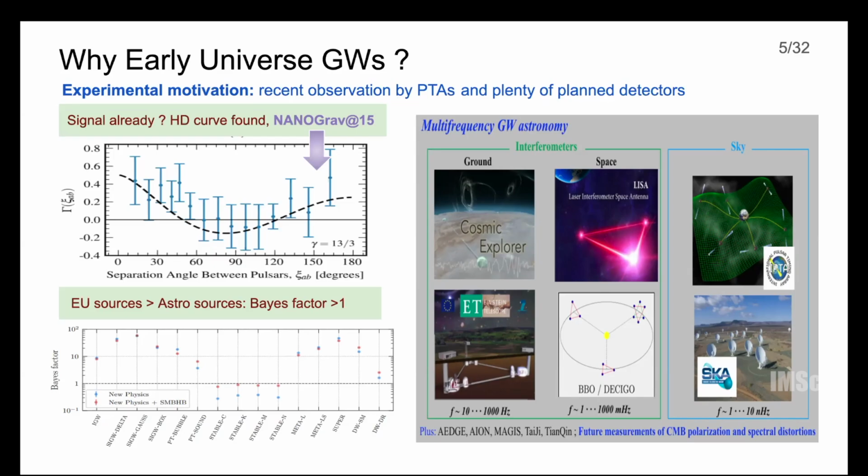Okay, and this plot is a comparison of astrophysical sources with cosmological sources, and the Bayes factor is basically a statistical quantity where you compare the Bayesian evidence of two models, model A and model B, where model A is the cosmological model and model B is the baseline model, which is supermassive black holes. And if the Bayes factor is more than one, then model A is doing better than model B.